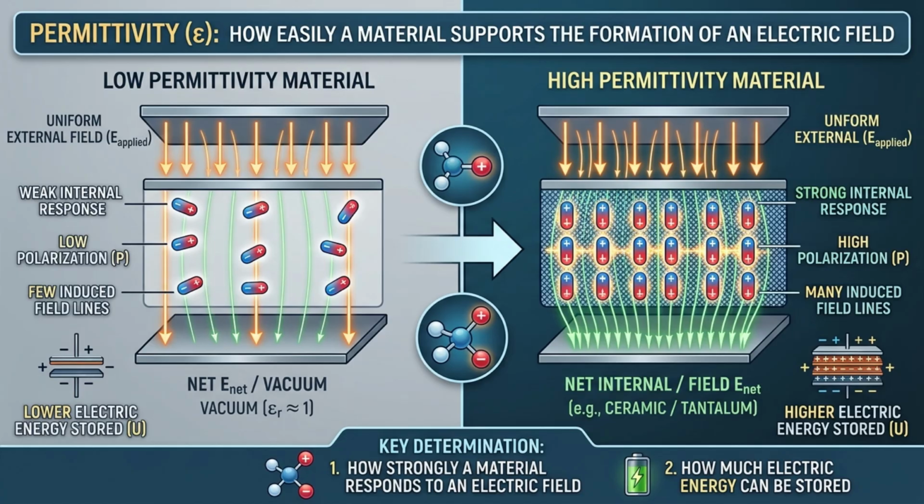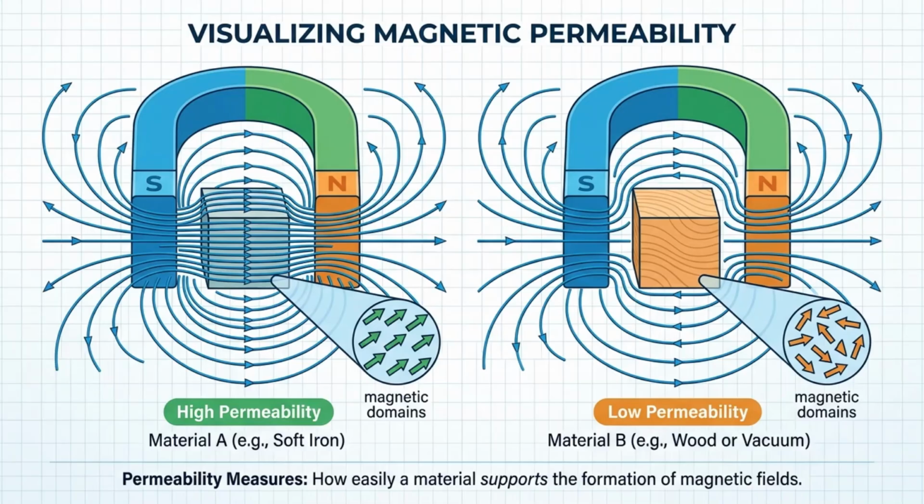Permittivity describes how easily a material supports the formation of an electric field. It determines how strongly the material responds when exposed to an electric field and how much electric energy can be stored within the material. Permeability describes how easily a material supports the formation of a magnetic field. It measures the material's response to magnetic fields and its ability to store magnetic energy.